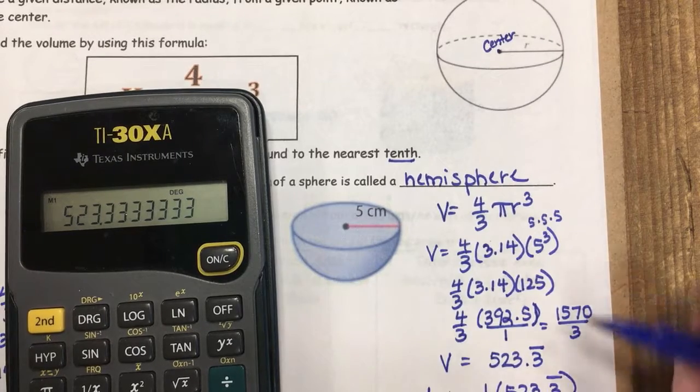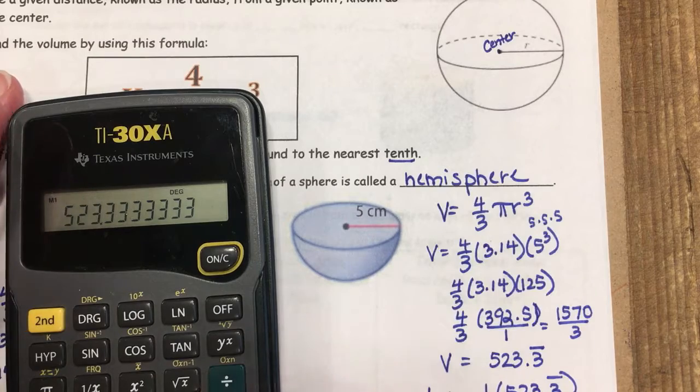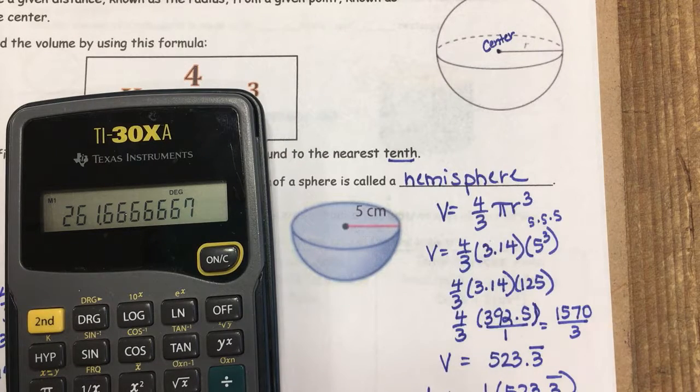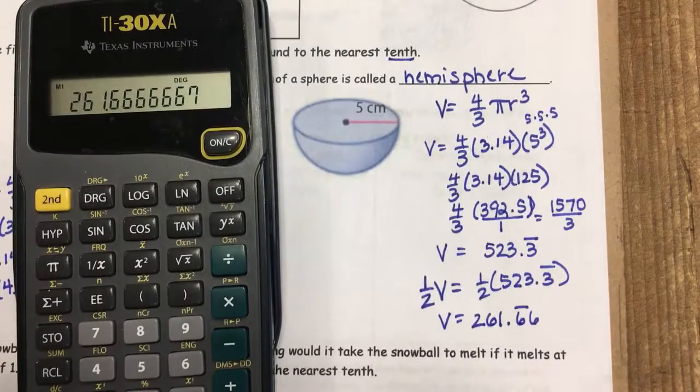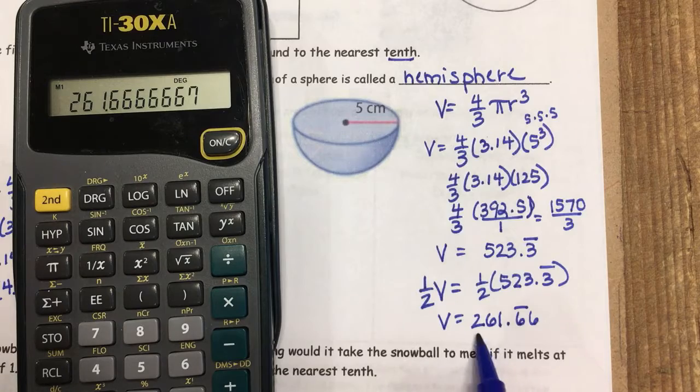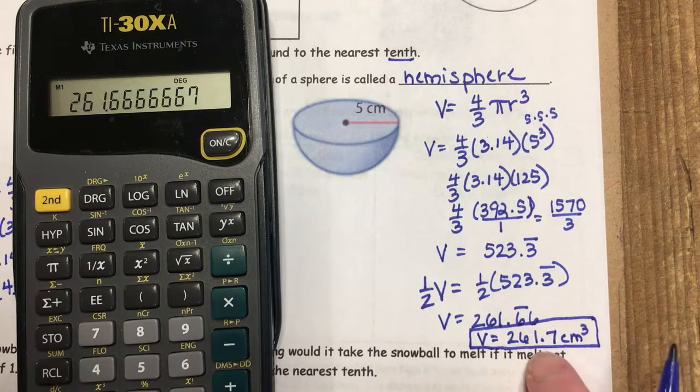Okay, so remember, half is just the same thing as dividing by 2. So you just take that number and divide it by 2. And you get 261.6 repeating. Okay, it says to round to the nearest tenth. So if this is repeating a 6, oops, can you see that? This is repeating the 6, then that's going to round it up to 261.7, and this is being measured in centimeters, so cubic centimeters would be the volume of the hemisphere, of half of the sphere.